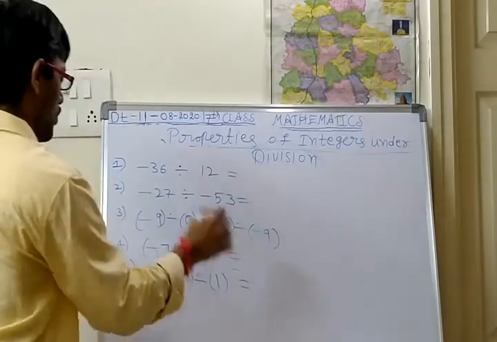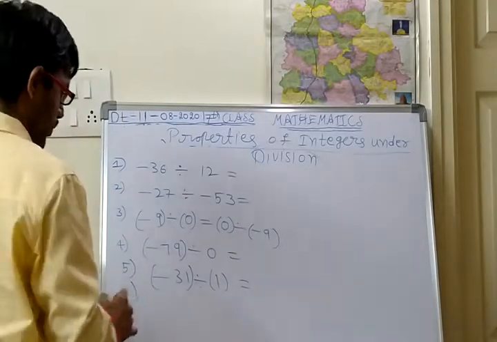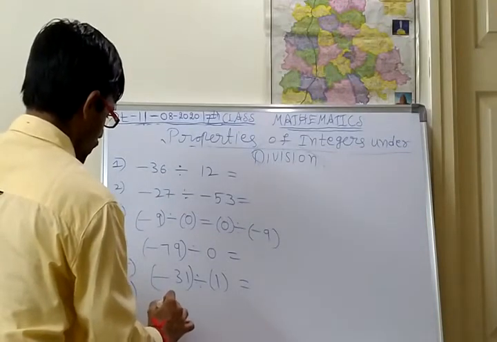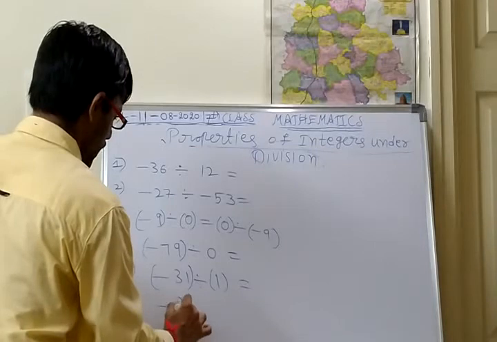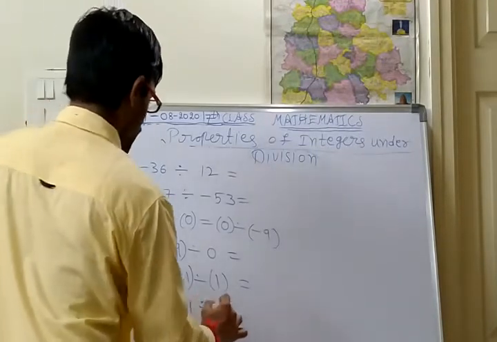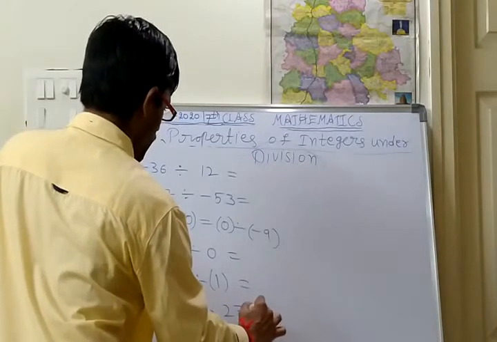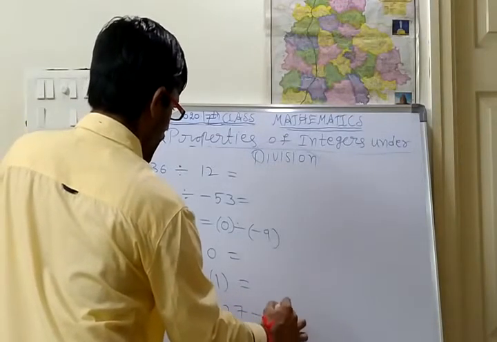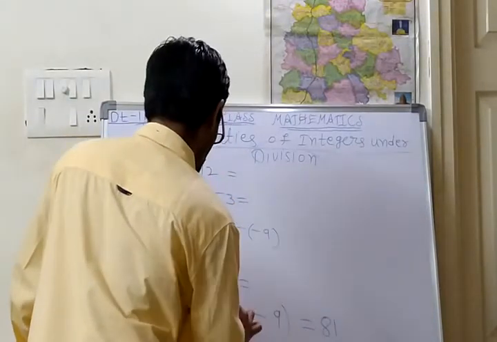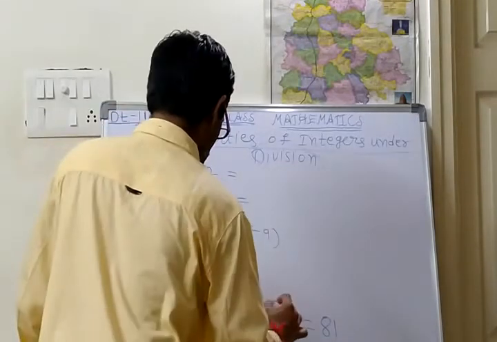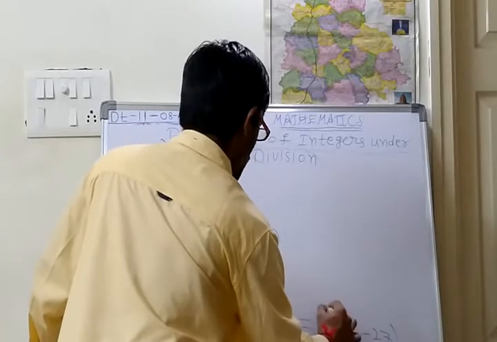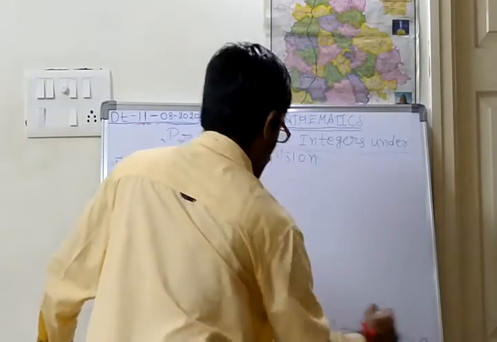Next, sixth one. 81 divided by 27 divided by 9 is equal to minus 27 divided by 9. 81 divided by minus 27 divided by 9.